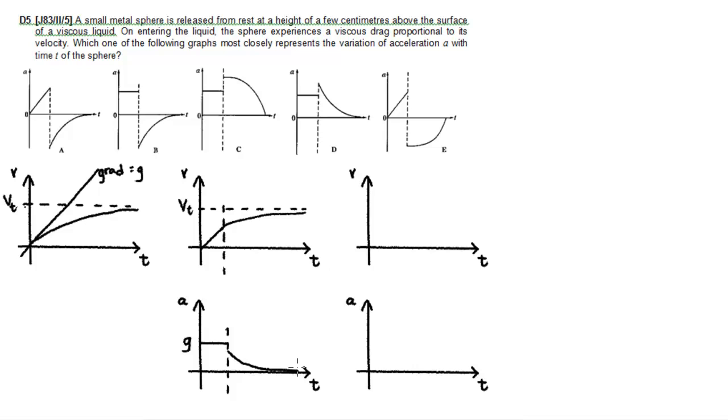You'll notice that this acceleration time graph doesn't appear in any of the options. So this could be the case where the object enters the liquid at a velocity that is higher than its terminal velocity. So the object will approach the terminal velocity from the other side instead.